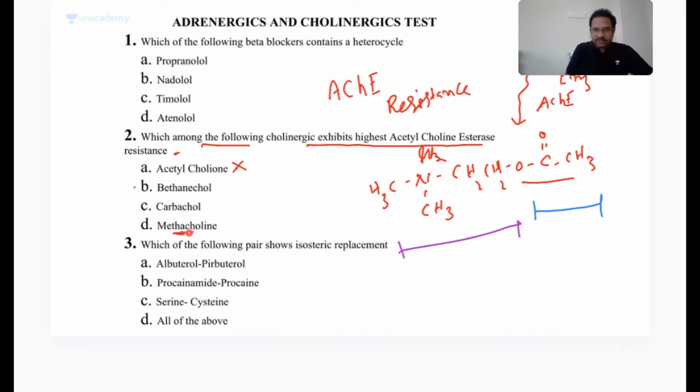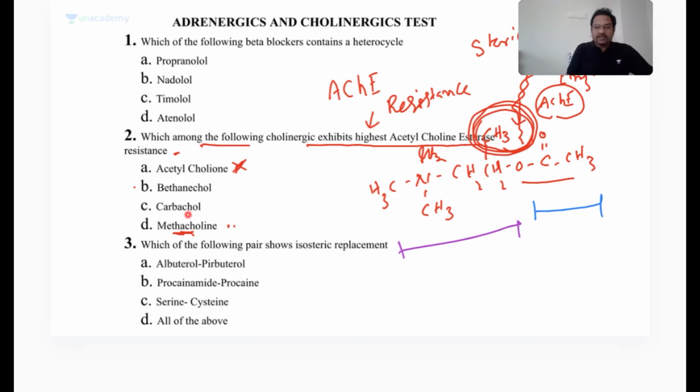Now, there is a modification of acetylcholine known as methacholine. In methacholine, this carbon has a methyl substitution. Now, what is the significance of the methyl substitution? When the methyl substitution is there, it causes steric hindrance for this enzyme. This enzyme has to come like this and break this bond, and this methyl group is causing steric hindrance. So methacholine's duration of action is a little more than acetylcholine. So it is more resistant than acetylcholine. But the question is about which exhibits the highest resistance. Let us see the other one.